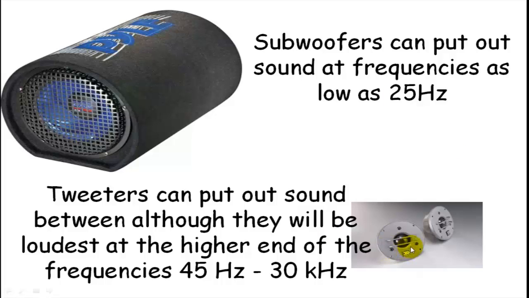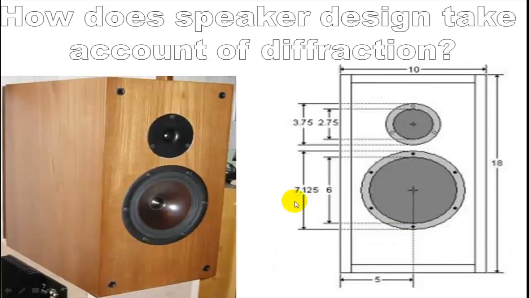Tweeters, on the other hand, the waves are very small, higher pitched sounds, and because the waves are small, you need a small aperture to create the most diffraction, so that everybody in the room can hear the sound. Okay, so again, you can see it's quite a common design that the size of the speaker can tell you what kind of frequency range is going to be coming out of it, because that's how they're designed.